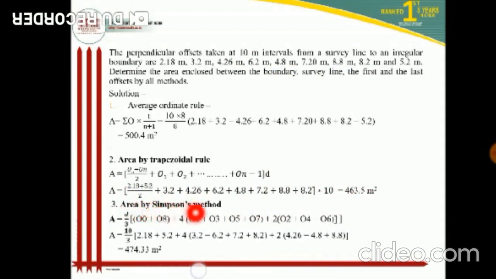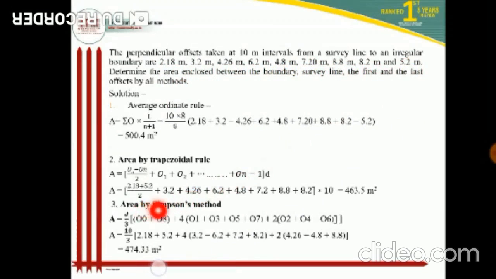The third method is Simpson rule or Simpson method. The formula is D by 3 times (O0 plus O8 plus 4 into summation of odd offsets plus 2 into summation of even offsets). Okay, then how can you tell which is an even number and which is an odd number? So the first offset is always assigned O0, then O1, O2, O3, O4, O5, O6, O7 and O8. Okay, like that.